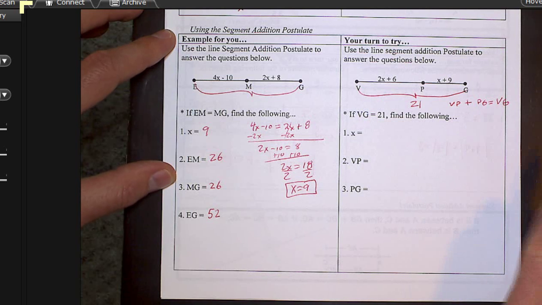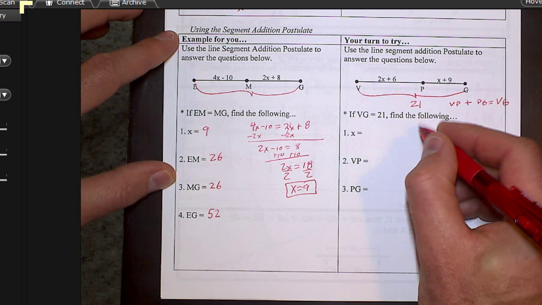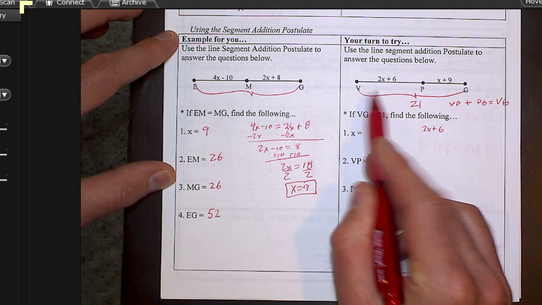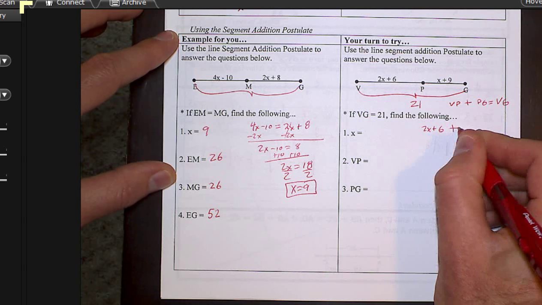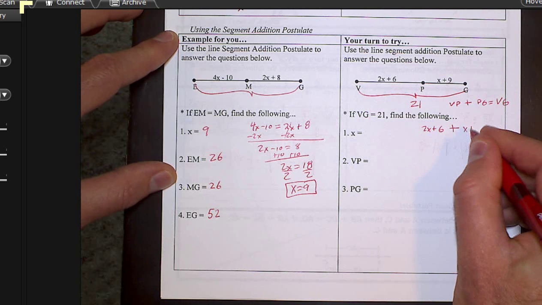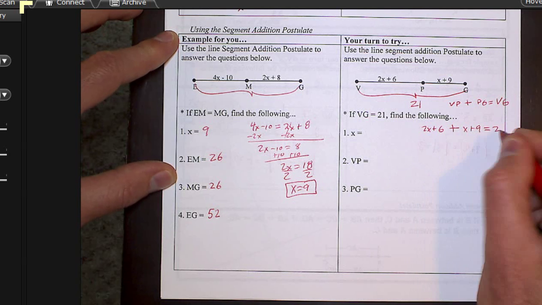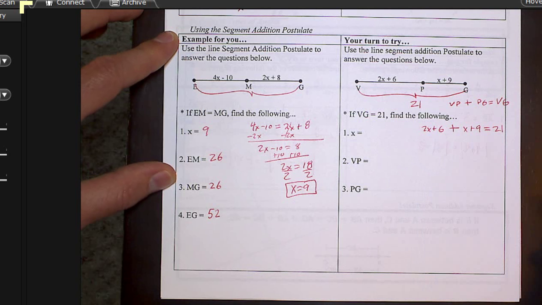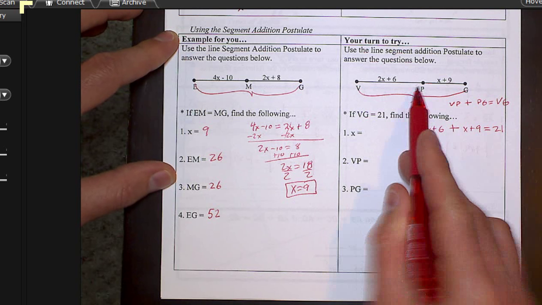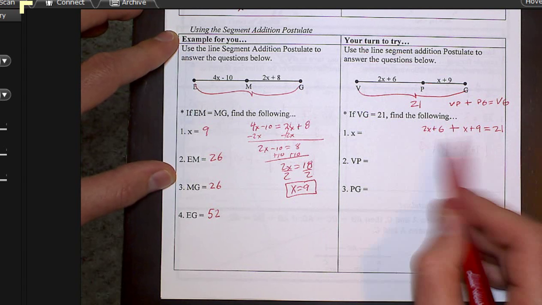So what I'm going to use is substitution. I'm going to go 2x plus 6, which is VP. I'm going to add it to x plus 9, and that has to equal 21. That's the segment addition postulate. Take 2 parts of the segments, add them together, you get the whole thing. So now you need to solve this for x.